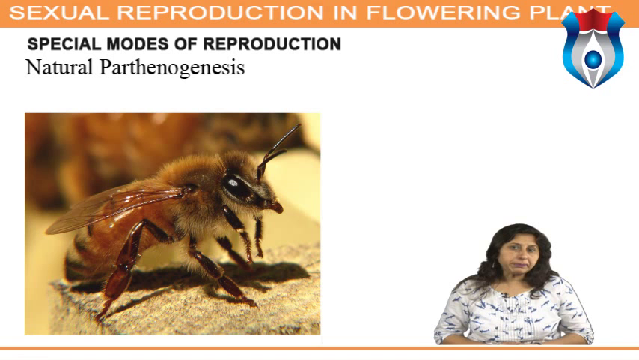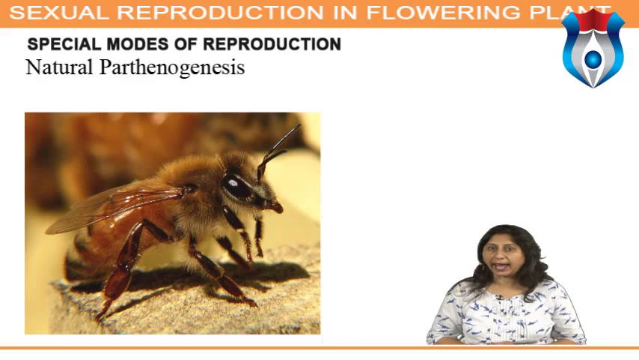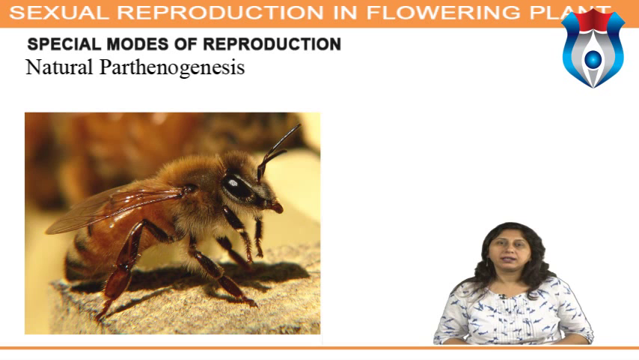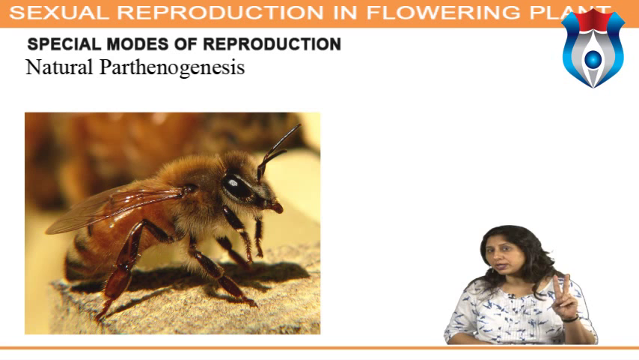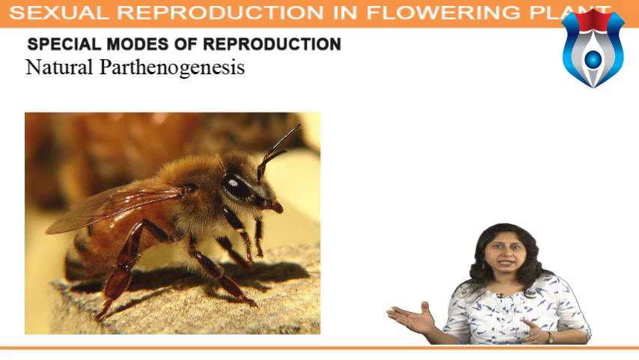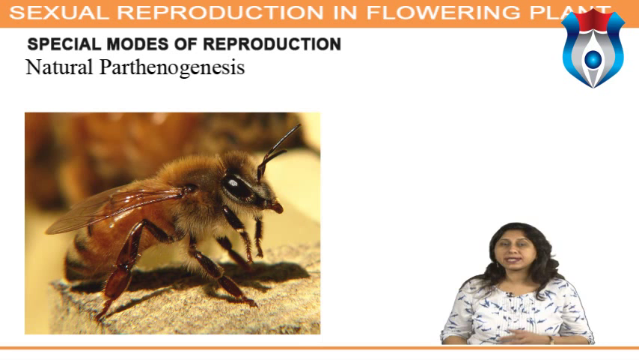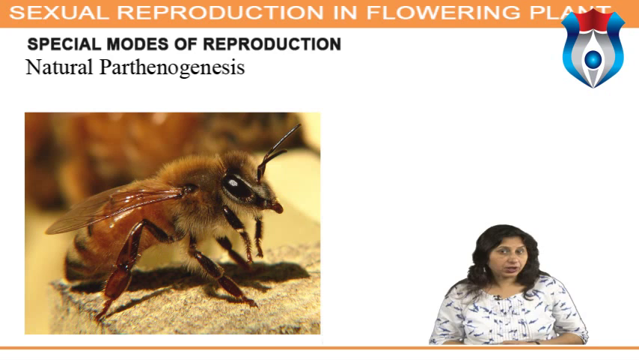Natural parthenogenesis. Here, parthenogenesis is a regular and characteristic feature of the life cycle. Example, honeybees. In honeybees, Apis indica, the queen produces two types of eggs, the fertilized and the unfertilized. The unfertilized eggs develop into drones parthenogenetically, so the drones are haploid. Drones form gametes by mitosis and not by meiosis.